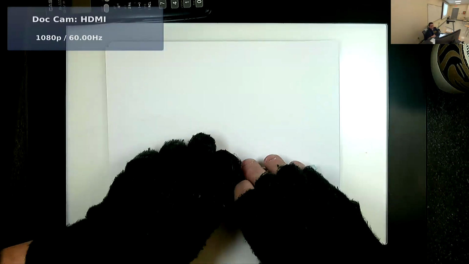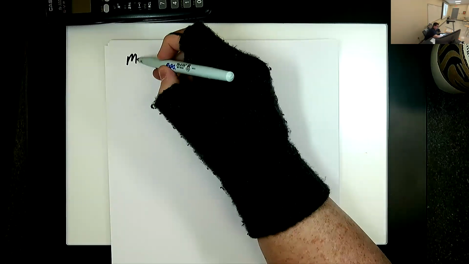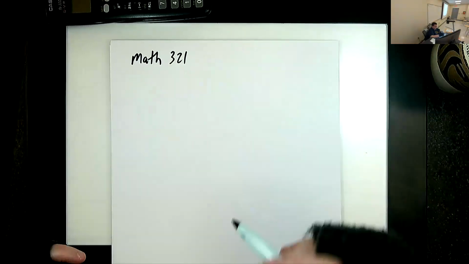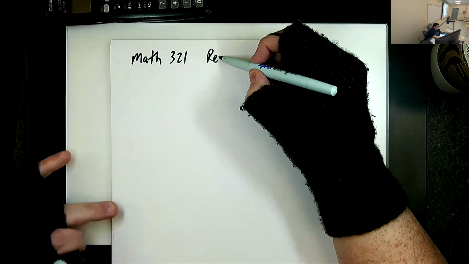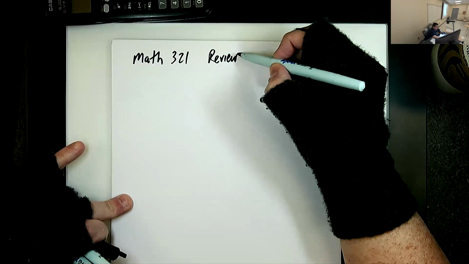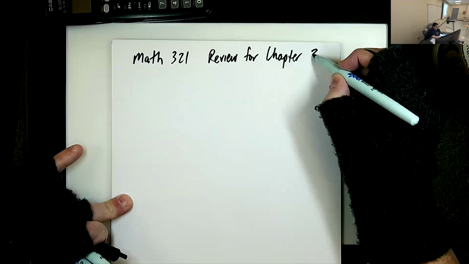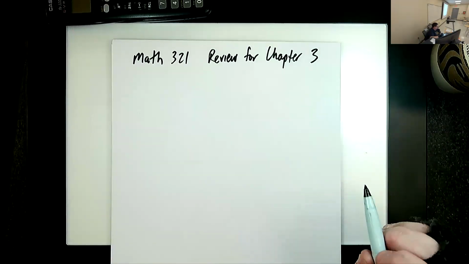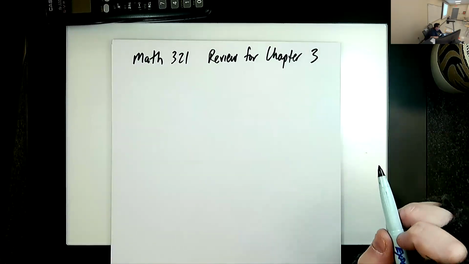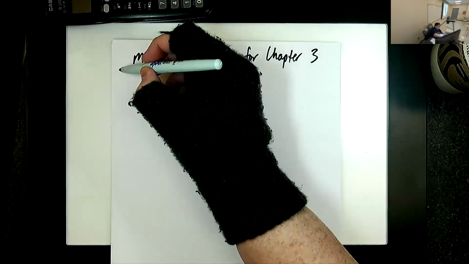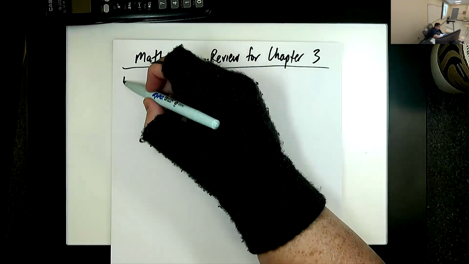All right, let's do some math. Today we are doing review for chapter 3. We're reviewing the math skills you'll need for chapter 3. So it's not a review of chapter 3, it's a review of the math for chapter 3. One of the first things we're going to do is exponents.